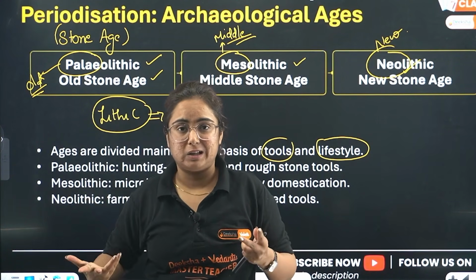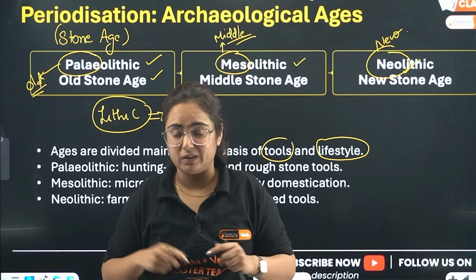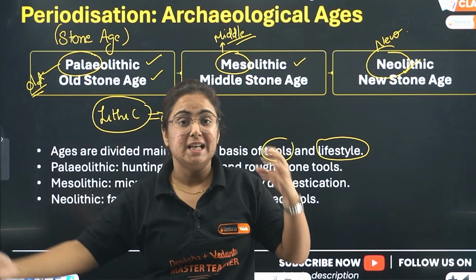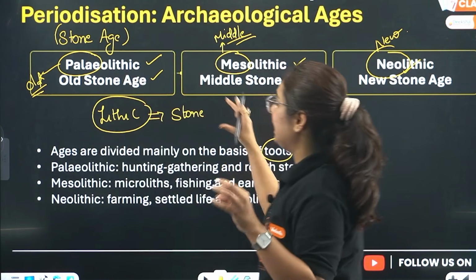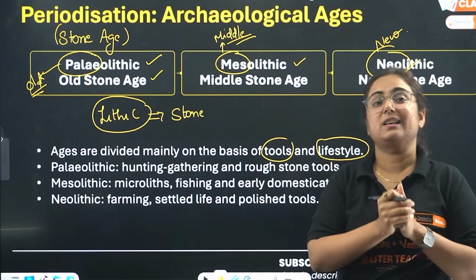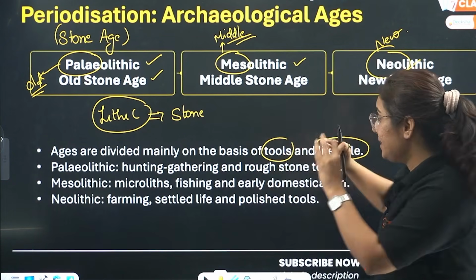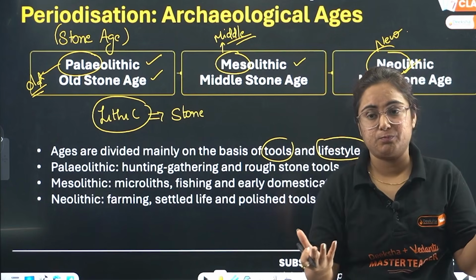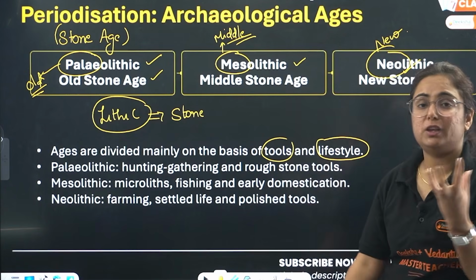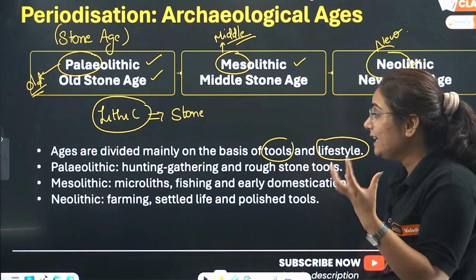So what is going on? Evolution is going on, right? Changes are going on. Similarly, in the Stone Ages, beta, we are categorizing them into old, middle and new on the basis of the tools they use, on the basis of the sizes of their tools as well as the lifestyle.